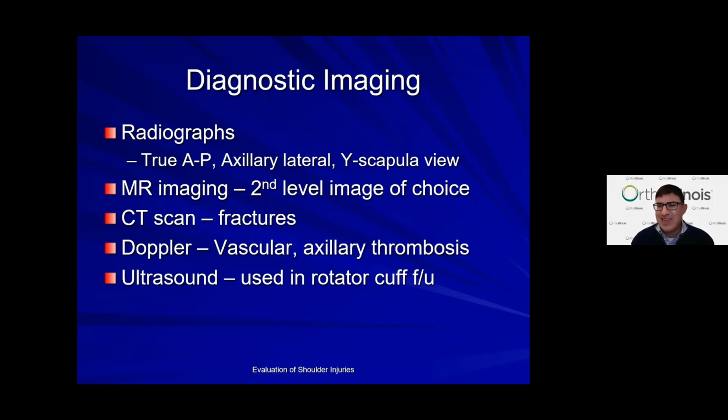Third thing listed there is a CAT scan. That's not done a ton with shoulder pain. Sometimes we'll do it in the instance of a shoulder fracture, which gives us a better delineation of where the broken pieces of the humeral head will be.